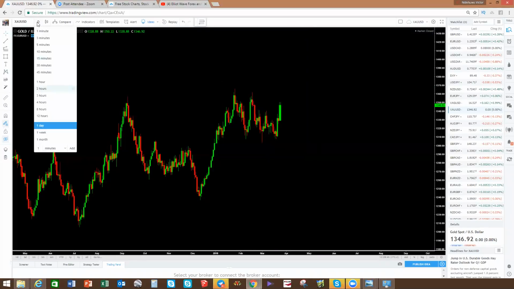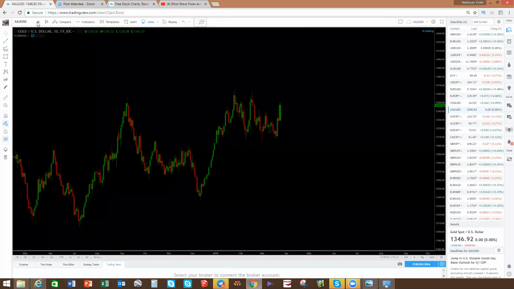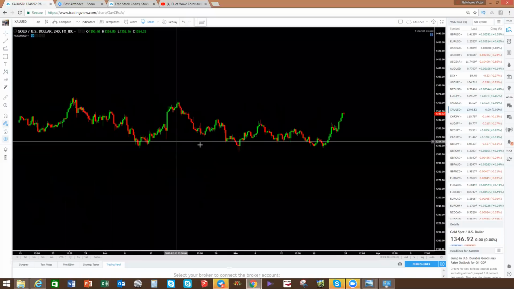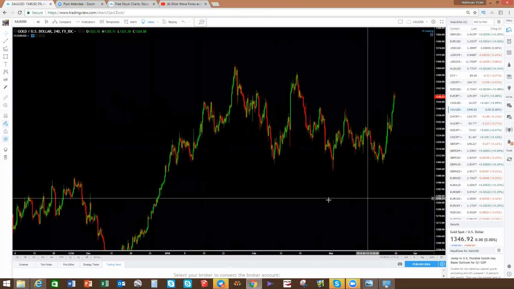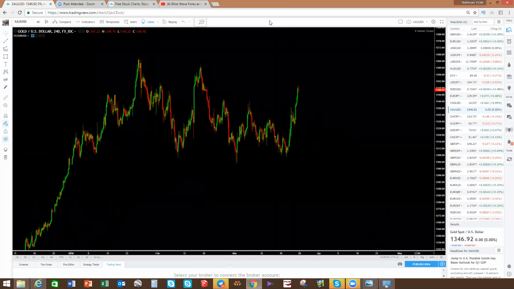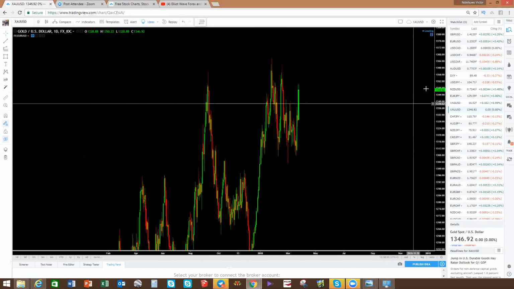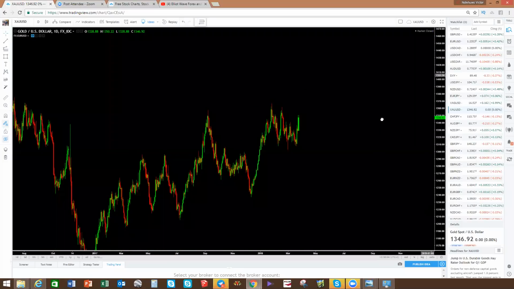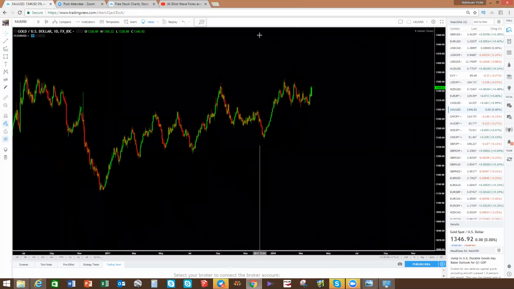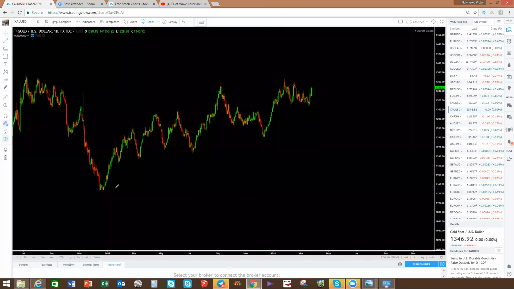Okay, I'm going to go 4 hour. So gold is a very interesting structure. But before I go into the 4 hour, let me show you the overall structure. The overall gold structure that I've been showing for months. We've got 1 and a big correction in the middle, 2, 3. After that, you get a 1, 2, 3.